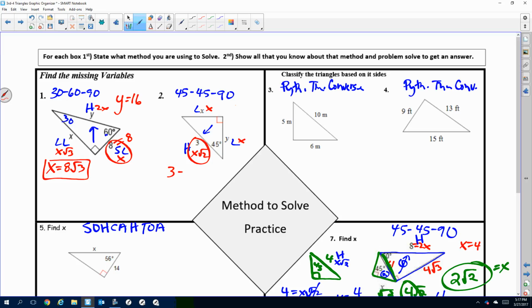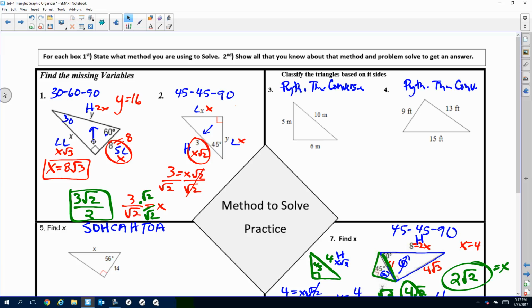So that means 3 equals x square root of 2. To solve for x, we're going to have to divide by the square root of 2 on both sides. That means they'll cancel out on the right. You'll have 3 divided by square root of 2 equals x, but we cannot leave it like that. We're going to multiply by the square root of 2 on the top and the bottom, which will give you 3 square root of 2 over 2. And that's our final answer. That is what our x and y are.